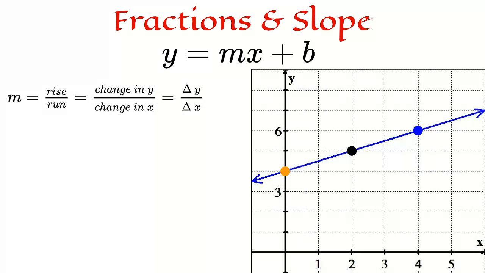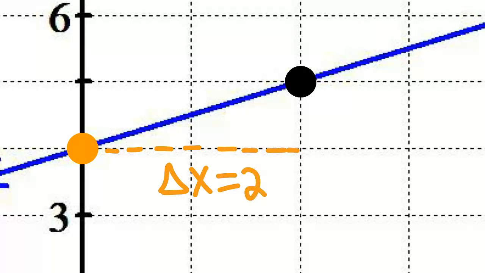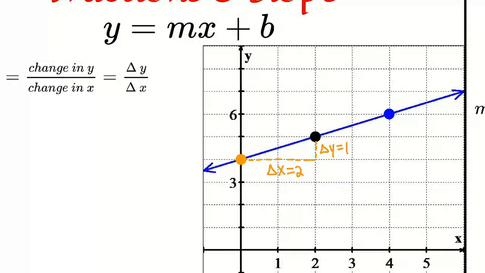Okay. On this one, we're going to go from the orange to the black. So I'm going to zoom in here. My delta x is 2. I've gone to the right 2. And my delta y is 1. I've gone up 1. So that means my delta y over delta x is 1 over 2.